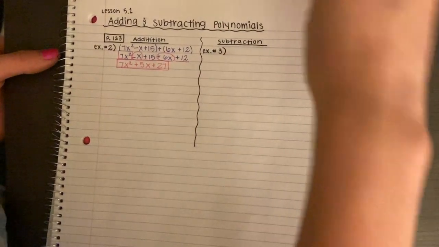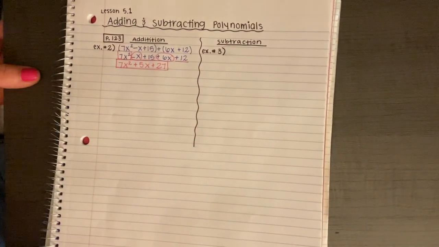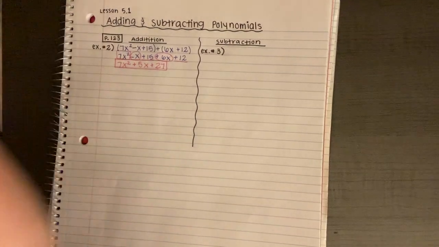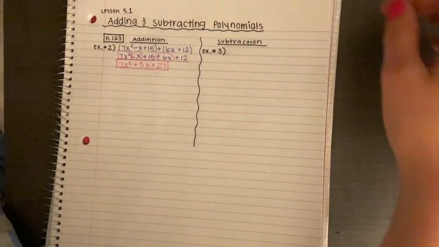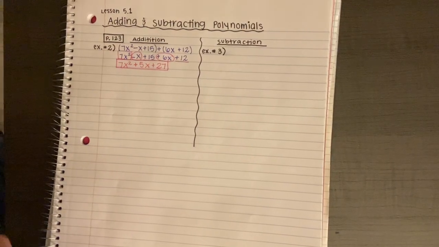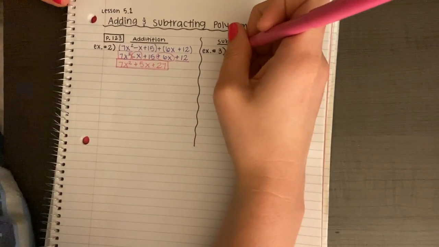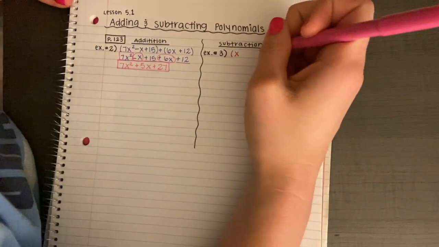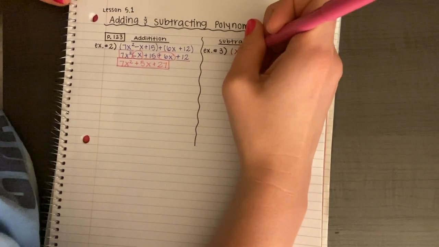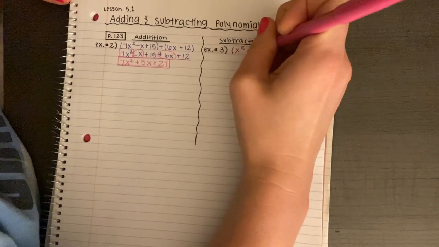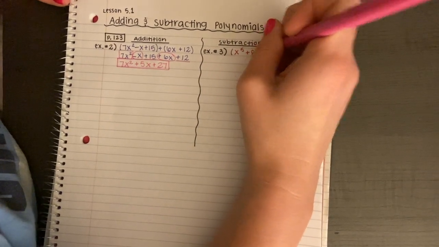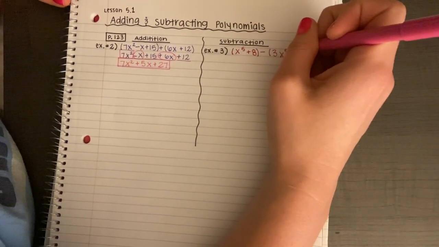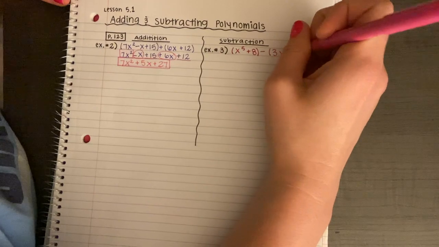When I do subtraction, it's a little bit trickier, but still not difficult because we have some pretty simple rules that we follow. So for the subtraction problem, I'm going to use example 3 on page 123, which is x to the power of 5 plus 8, close the parentheses, minus 3x to the power of 5 plus 5x.